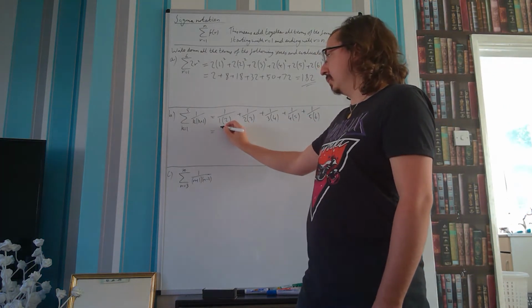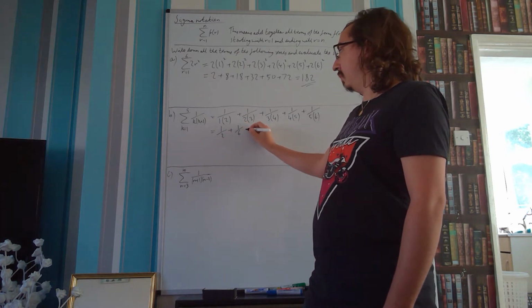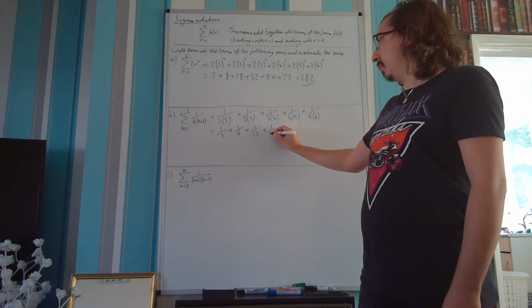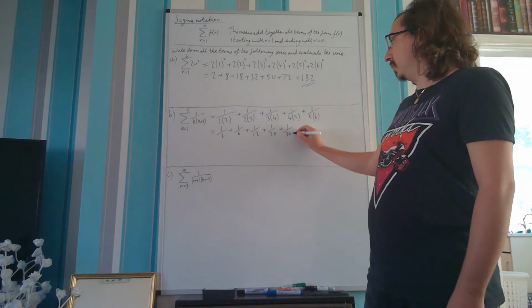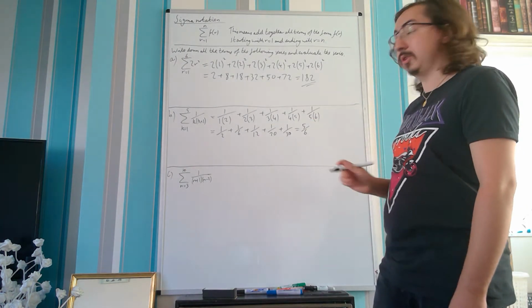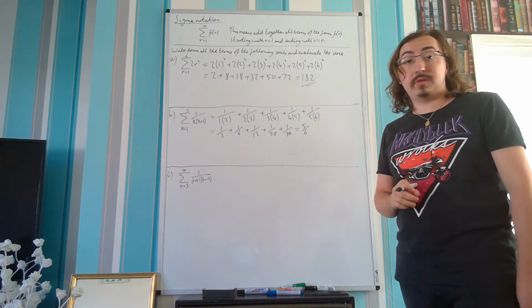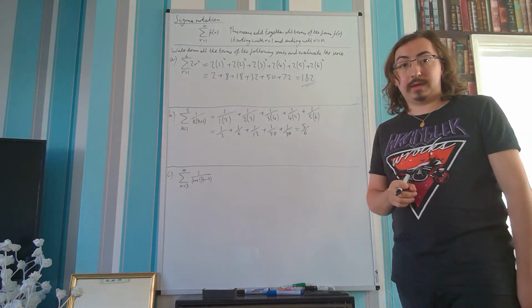Let's simplify those denominators. So we've got 1 over 2 plus 1 over 6 plus 1 over 12 plus 1 over 20 plus 1 over 30, which if you put those together gets you 5 over 6. So that's what we get for the summation of 1 over k times k plus 1 between k equals 1 up to k equals 5.